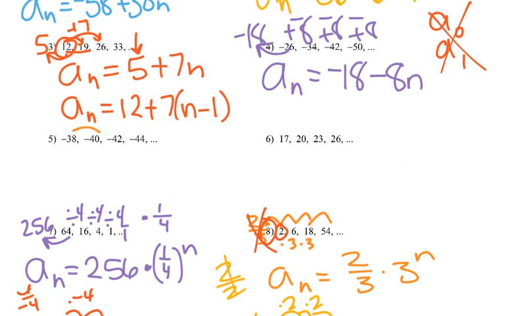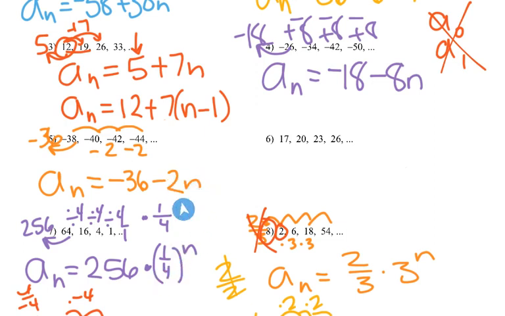Number 5, 38 to 40 to 42 to 44, definitely subtracting 2 each time. So a sub n equals, going backwards, we would start at negative 36 and subtract 2 each time. Make sure that your variable is always going with the growth, not with the start. And hopefully you like doing the explicit. There's other ways to do the explicit, but I love this way just because whether it's geometric or arithmetic, I still treat it the same way. The only difference is whether I'm subtracting or adding, and whether I'm multiplying or taking it to a power.